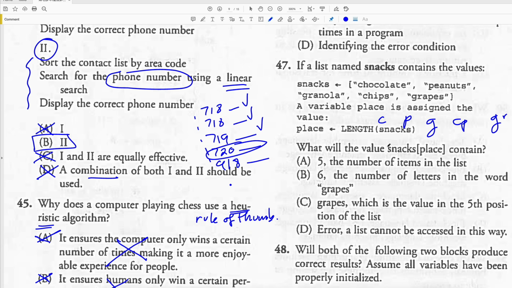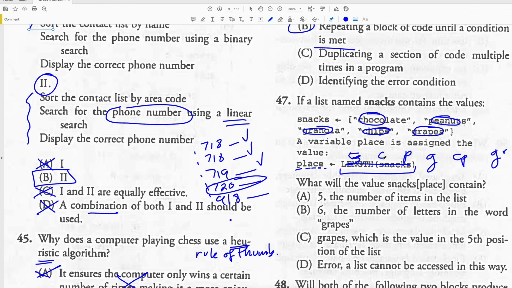So let's think about this. As we read it, snacks is assigned those values, and then a variable place is assigned this value. So a variable called place is assigned the length of snacks. So for this one, we have to think, what does this mean, length of snacks? Well, we've got 1, 2, 3, 4, 5. So this means that place is assigned 5, because the length of snacks is 5.